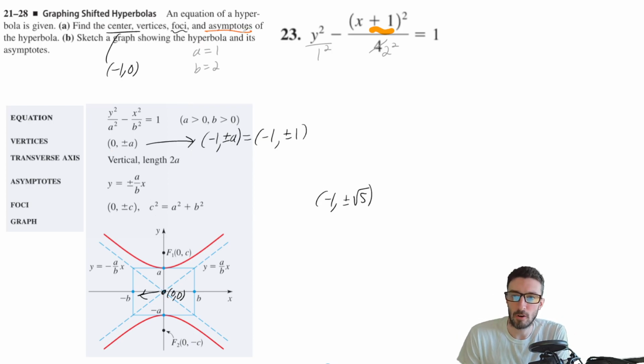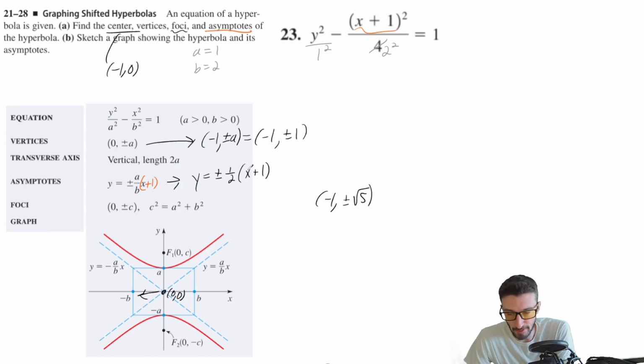The next thing we need are our asymptotes. So your asymptotes are in this form, but because instead of having x, we now have x plus 1, I should put x plus 1 here instead of just x. So that means our asymptote is going to be y equals plus or minus a over b, which would be 1 over 2, and then parentheses x plus 1. And that's it. And if you want to distribute the 1/2, you can.